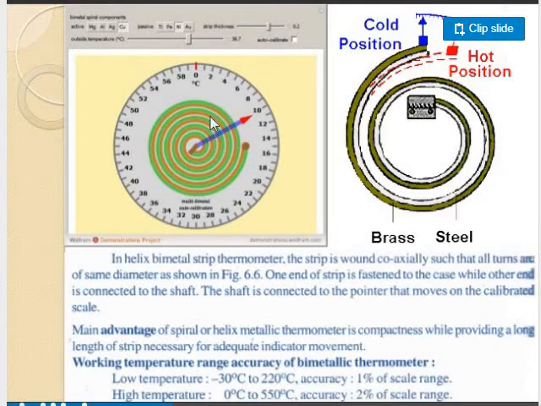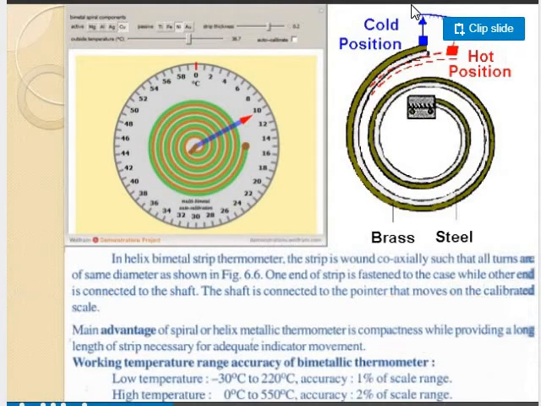So a number of turns of this helix or spiral can be placed inside it. If we take just a single length, it would become a very big device. But since we take it in this shape, it can go in for very long ranges also.